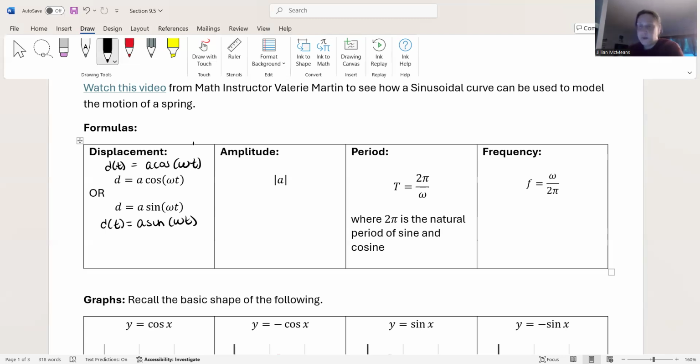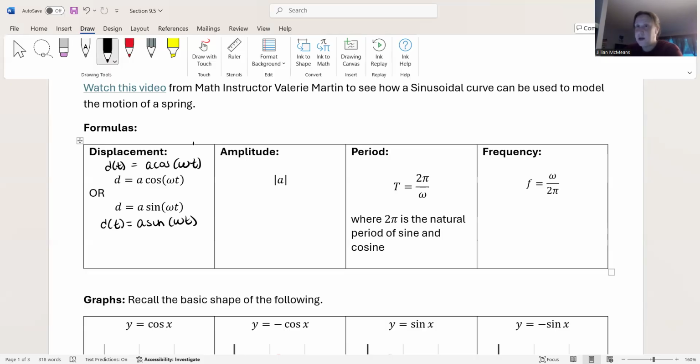So we've got our displacement formulas or our displacement functions. We already know that amplitude is the absolute value of whatever A is, and remember that's the maximum displacement from the rest position. And then the period, remember this. This is stuff that we talked about back in chapter 7. We use T, uppercase T, or tau technically, to represent the period, and you take the natural period of your sine function and you divide it by omega.